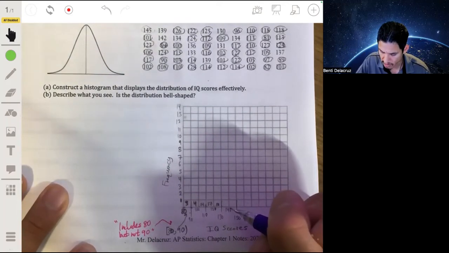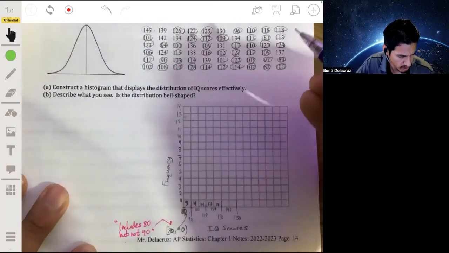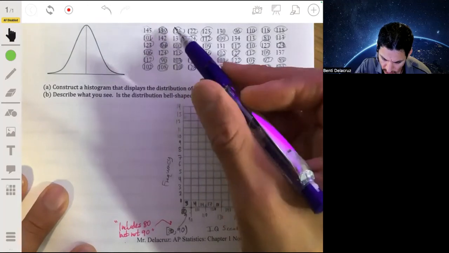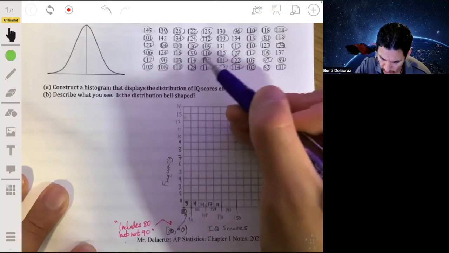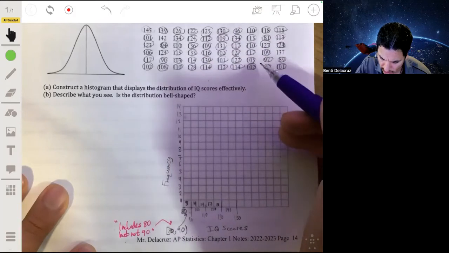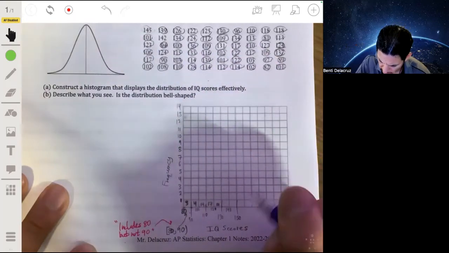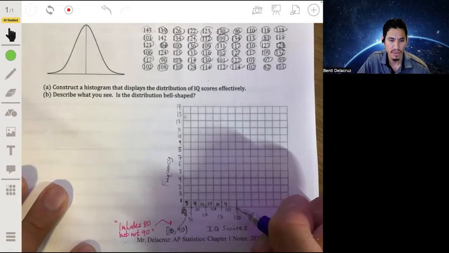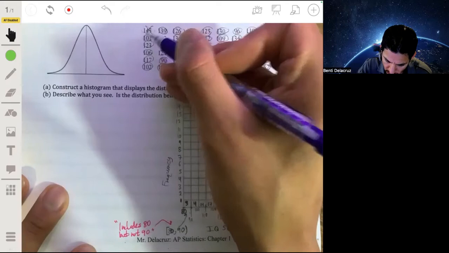Now 130, but not 140. So 130 to less than 140. So 1, 2, 3, 4, 5, 6, 7, 8, 9. That makes sense. And the last one, 140 up to 150. We don't include 150, and that should be the remaining. Looks like the remaining 2.